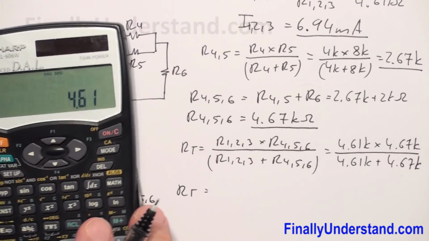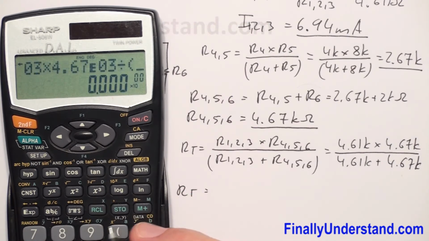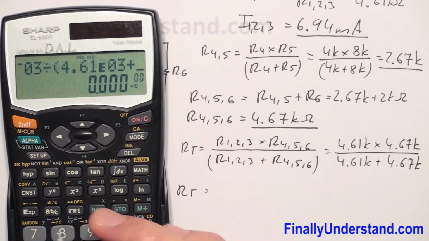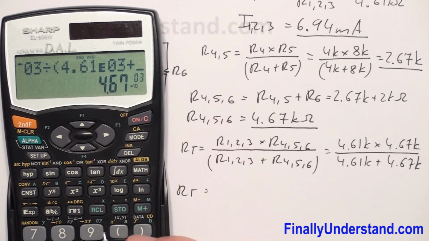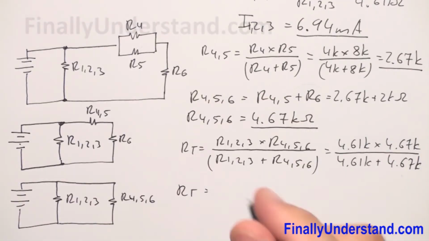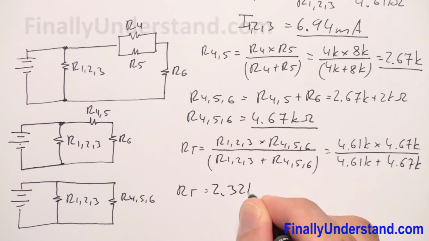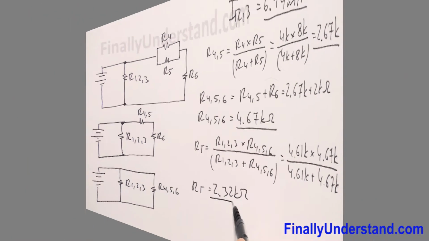So R total is equal to 4.61 exponent 3 times 4.67 exponent 3 divided by, open parenthesis, 4.61 exponent 3 plus 4.67 exponent 3, close parenthesis. This is equal to 2.32 kiloohms. Okay, so this is my total resistance.